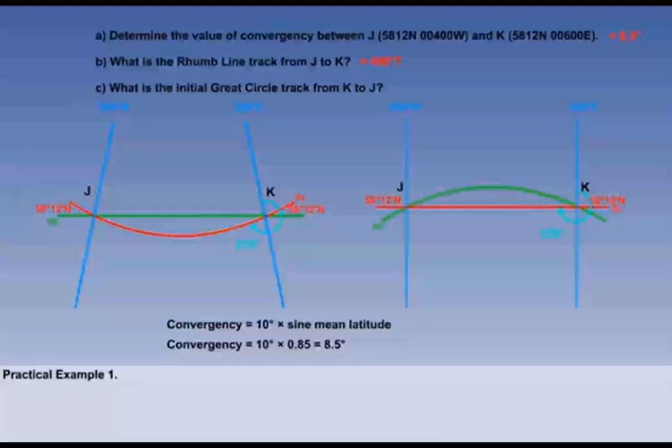It will be half the convergency, of course. We already worked out the convergency in the first part of the question. It was 8.5 degrees. So the conversion angle will be 4.25 degrees. What does this make the initial great circle track from K to J? 274.25 degrees true.